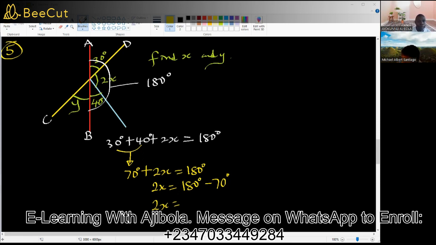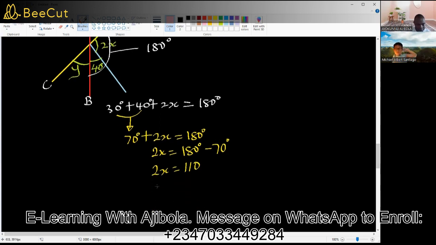What is 180 minus 70? Yeah, that's 110. So 2x equals 110. So how do I find x? You divide both sides by 2. Divide both sides by what? 2. So 2x over 2 equals 110 over 2.